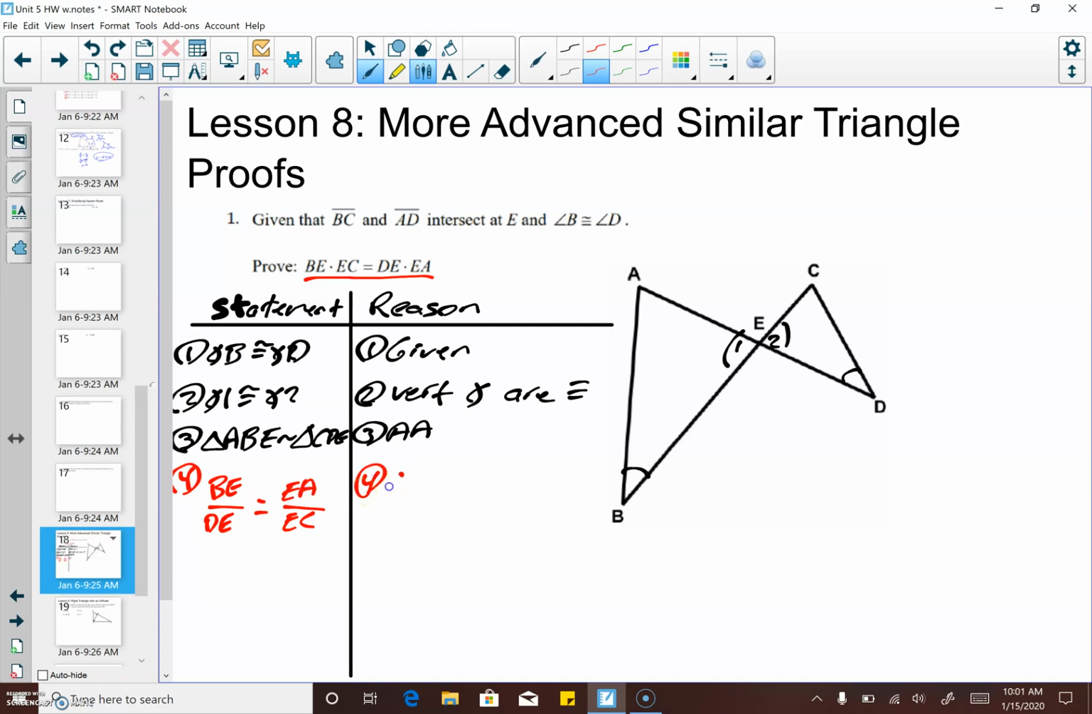And the reason for that is corresponding sides of similar triangles are in proportion.